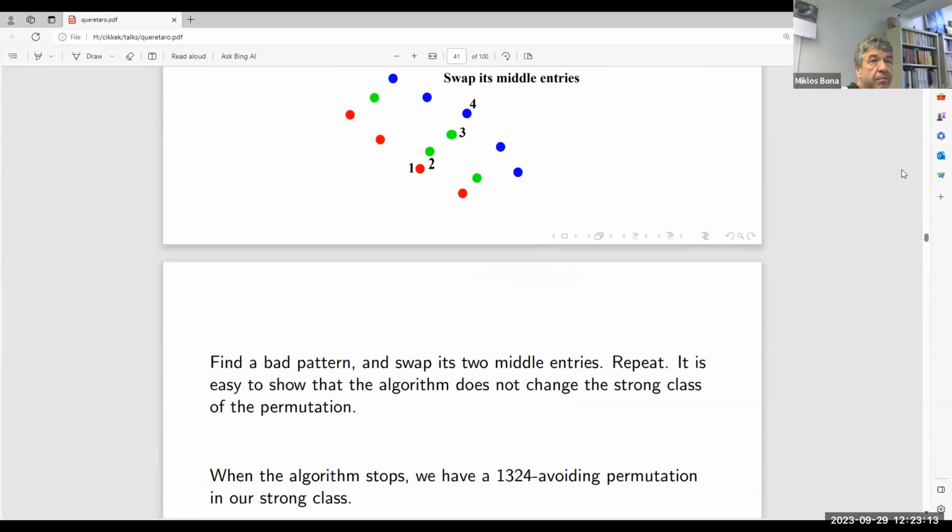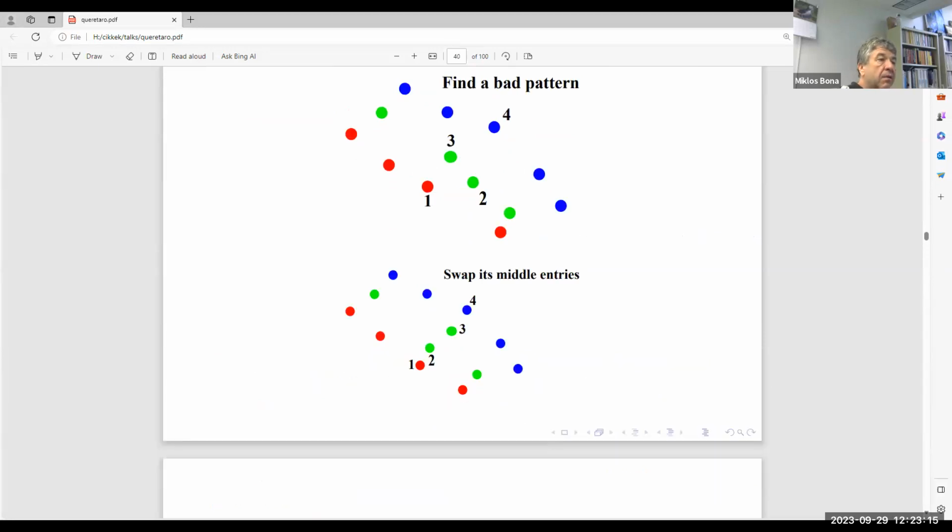Any ideas? I'm asking the audience if you have an idea why this algorithm of swapping the middle entries has to stop. Why can't it go on forever? Maybe something about some sort of rank always going up or down. Or down, yeah, very good. It can't go up forever.